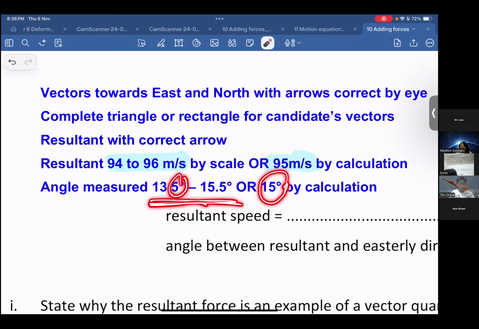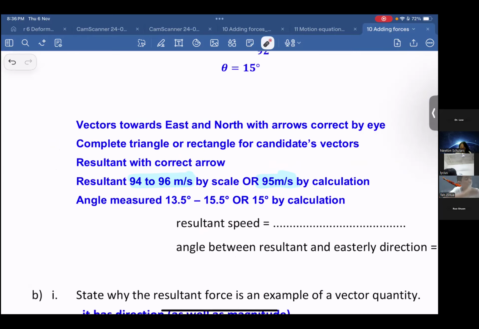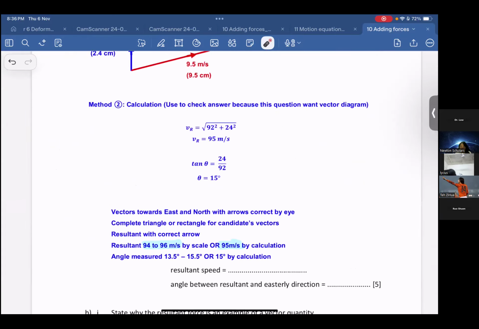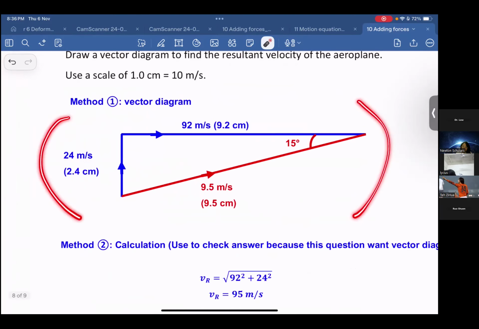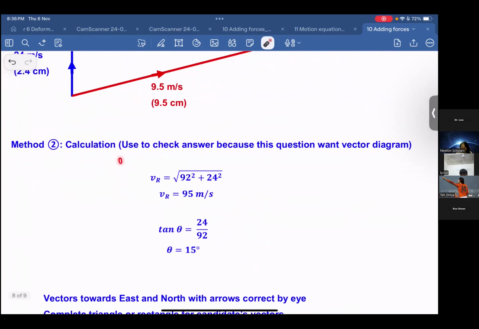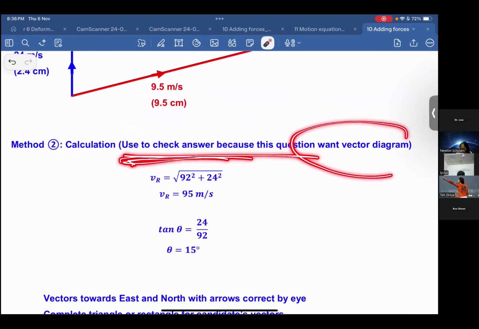Of course, our projector cannot measure point something, so we accept like 14 to 15. According to this, I accept 14 to 15. Our protractor is able to measure 0.1. For this question, does any of you have any question to ask? The only answer that can be shown is this vector diagram, but we don't know whether we drew correctly or not. We can use calculation to check the answer only, because this question is one vector diagram. This is just for me to check the answer.